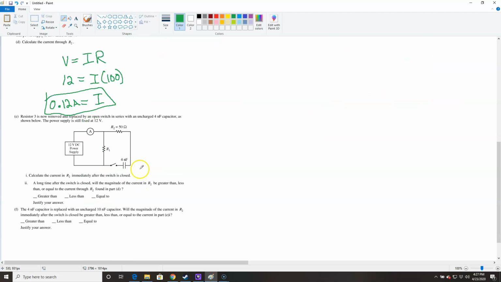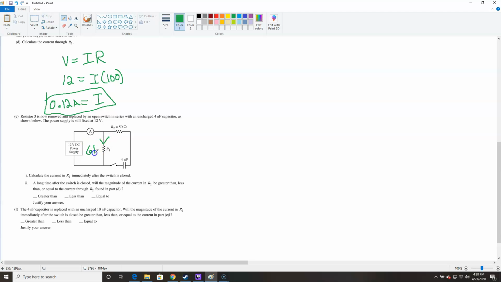Now we move on to part E. Resistor 3 is replaced with a capacitor and a switch as well. The capacitor is 4 nanofarads and the power supply is going to be once again fixed at 12 volts. It would like to know what is the current in R2 immediately after the switch is closed. So we should assume that the resistance of this immediately after the switch is closed is 0. So let's go ahead and take it from there.